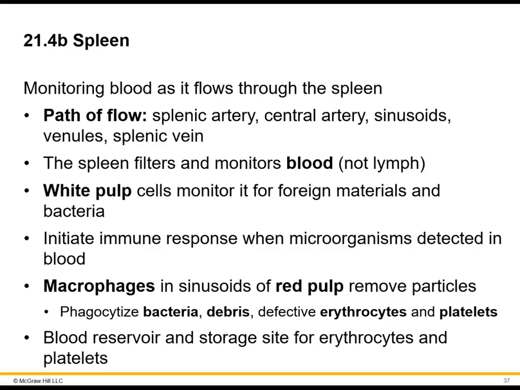White pulp cells are going to monitor the spleen for foreign materials and bacteria, and they're going to initiate immune responses when they detect microorganisms in the blood. Macrophages in those sinusoids of the red pulp are also going to remove particles. They phagocytose bacteria and debris, but also they break down those defective red blood cells and platelets. This is going to be a blood reservoir and storage site for red blood cells and platelets.